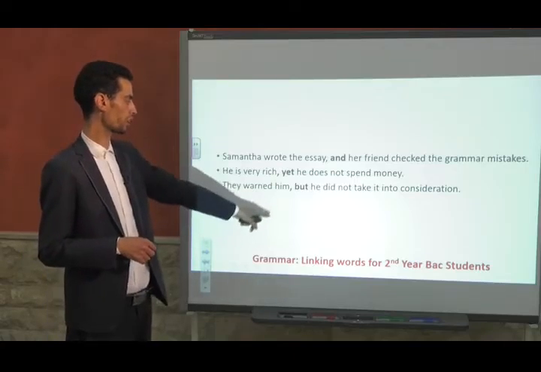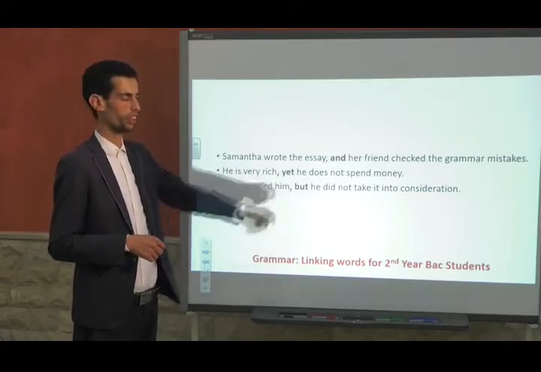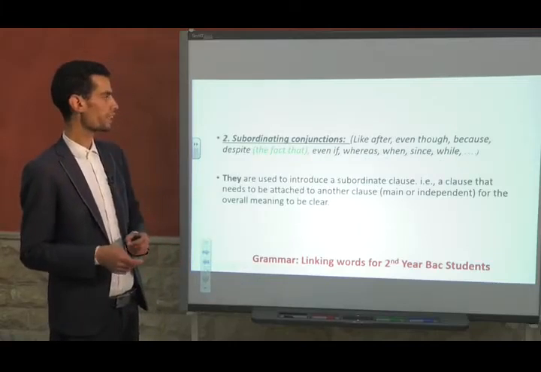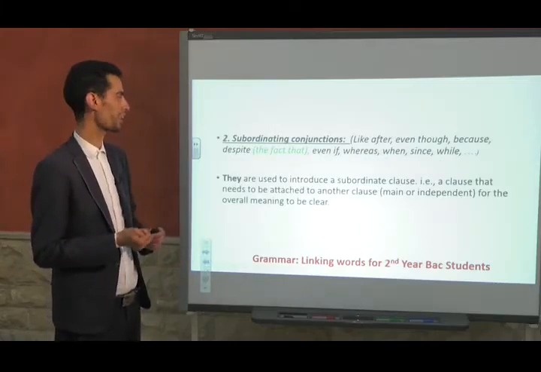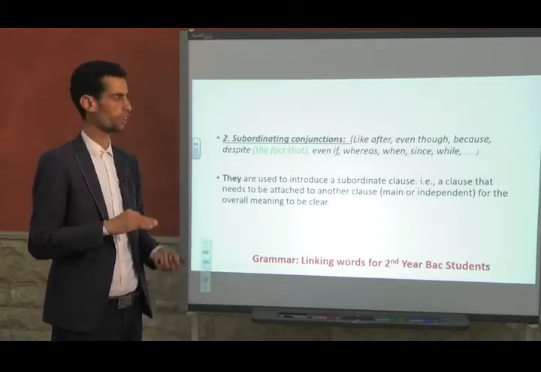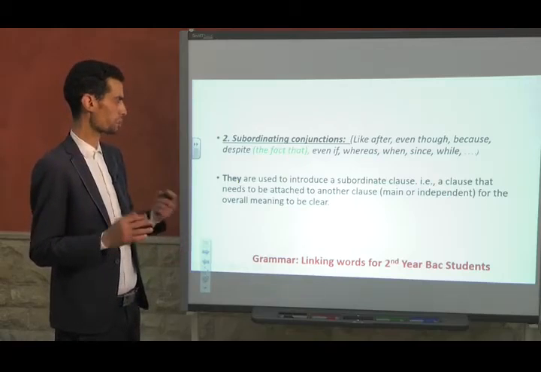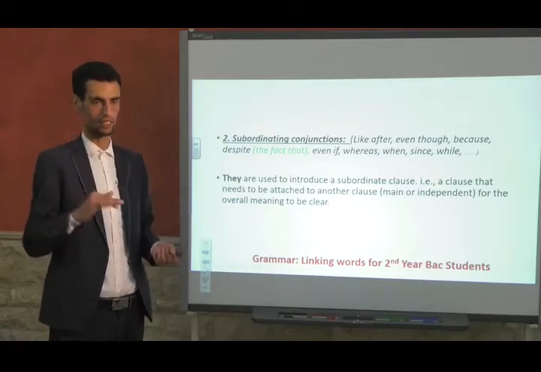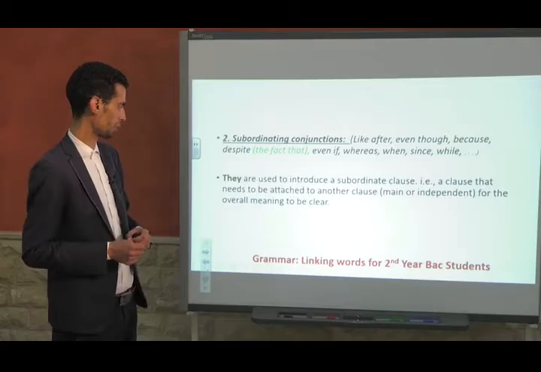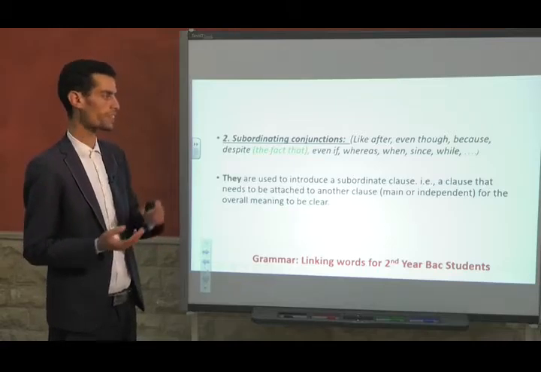The linking word, or the coordinating conjunction, is "but". The second type is called subordinating conjunction. Words like after, although, because, despite, even if, whereas, since, there are many, etc. They are used to introduce a subordinate clause.